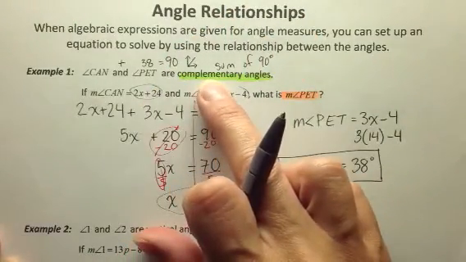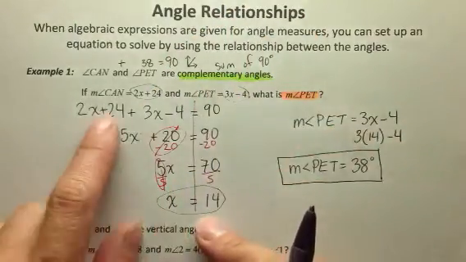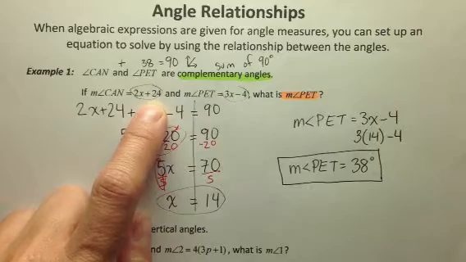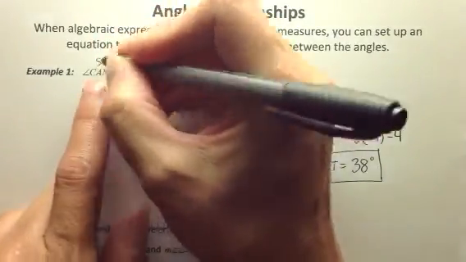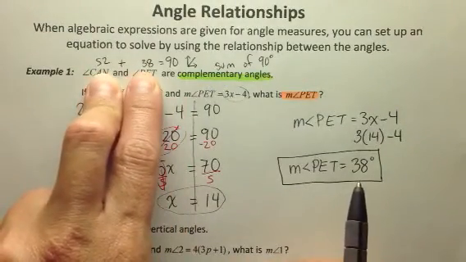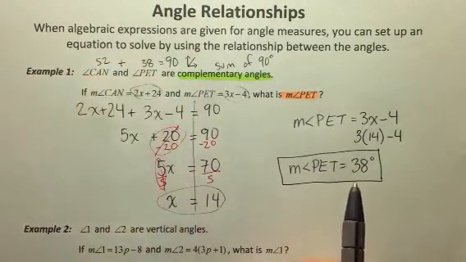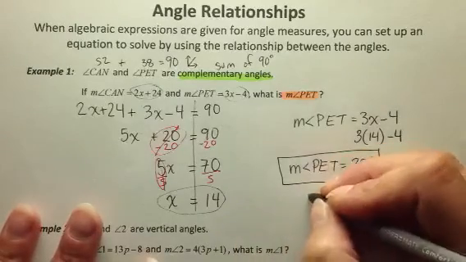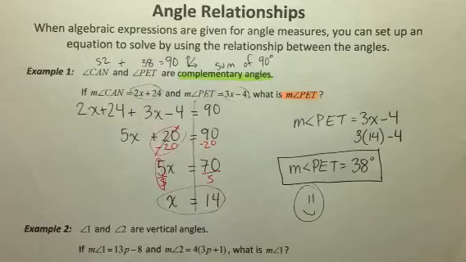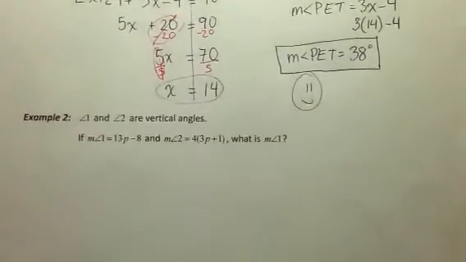If these are truly complementary, when I plug in 14 here, so 2 times 14 plus 24, and I'm just putting this right in my calculator, that gives me 52. So I'm going to check 52 plus 38: 5, 6, 7, 8, 90. That's 90 degrees. So now I'm happy that I got the right answer. Okay, let's try a second example.